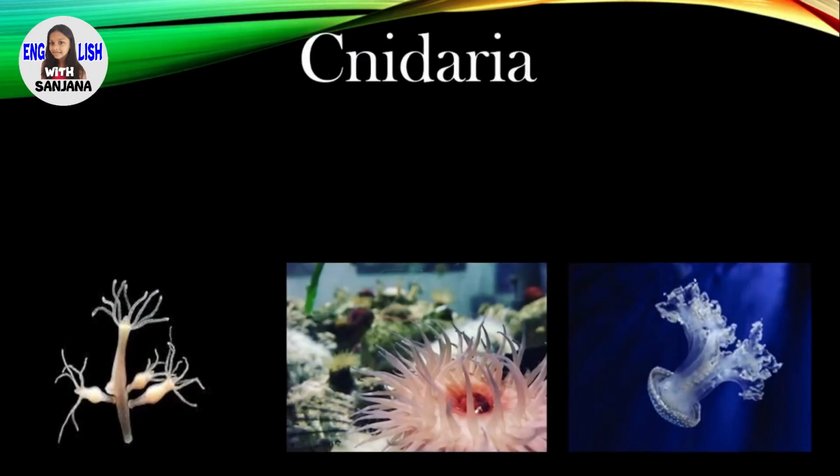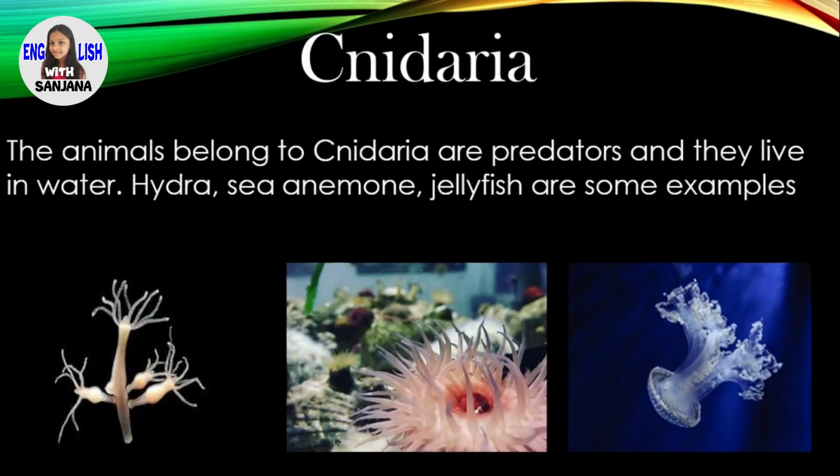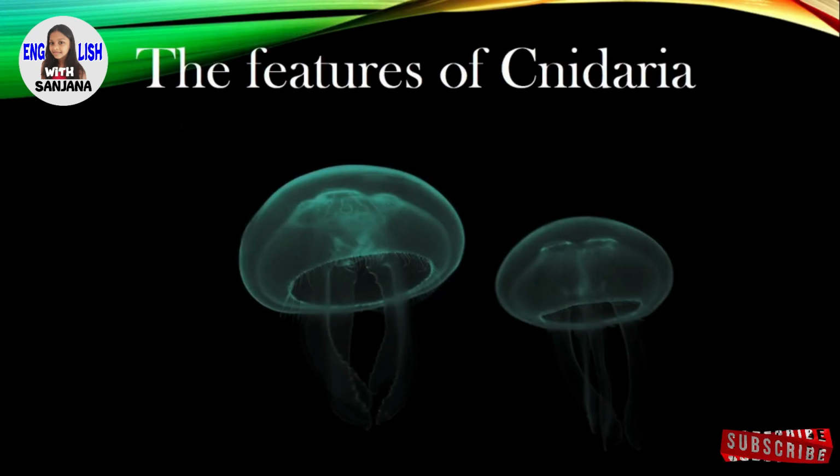Now let's talk about Cnidaria. The animals belong to Cnidaria are predators and they live in water. Some examples: Hydra, sea anemone, jellyfish. This is a picture of Hydra and this is a picture of sea anemone and another picture of jellyfish. Now let's look at some features of Cnidaria.